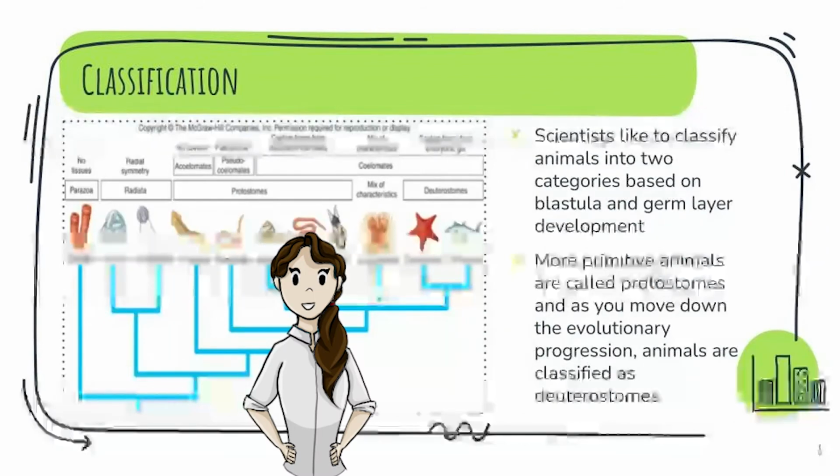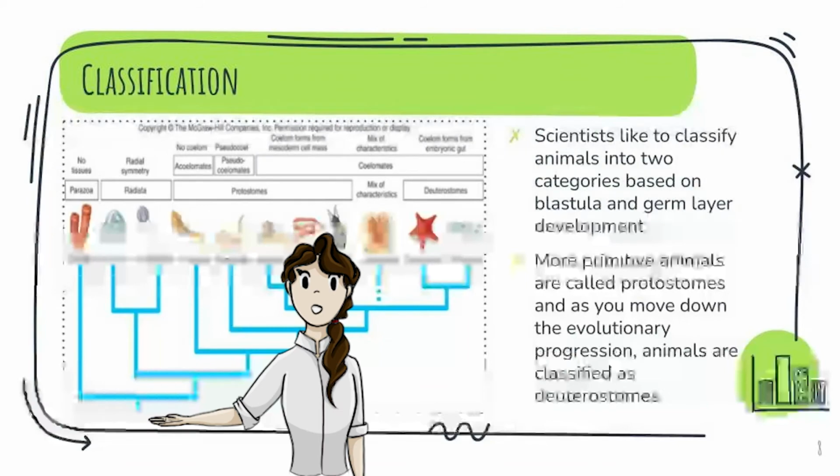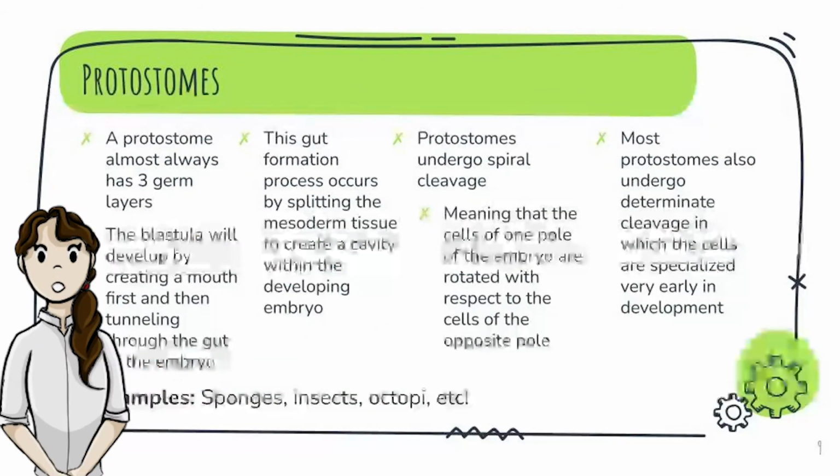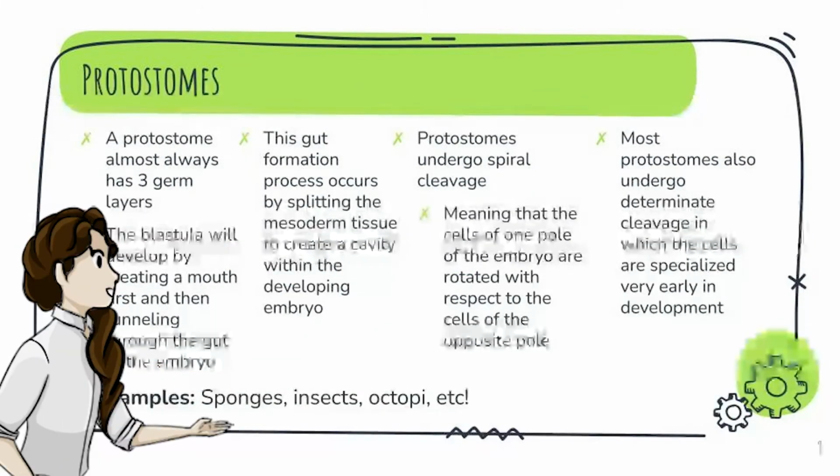Scientists like to classify animals into 2 categories based on blastula and germ layer development. The more primitive animals are called protostomes, and as you move down the evolutionary progression, animals are classified as deuterostomes. A protostome almost always has 3 layers. The blastula will develop by creating a mouth first and then tunneling through the gut of the embryo, and this process occurs by splitting the mesoderm tissue to create a cavity within the developing embryo.